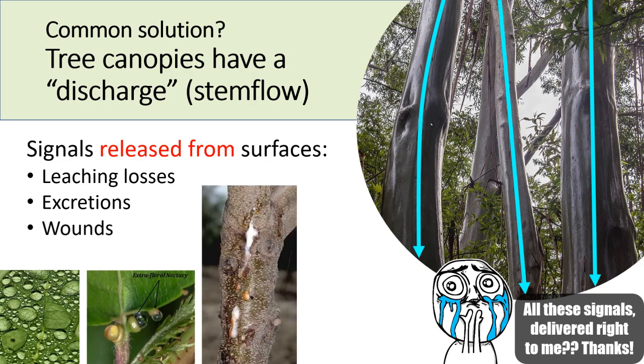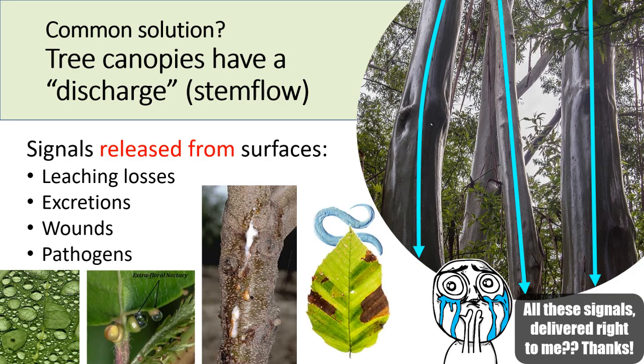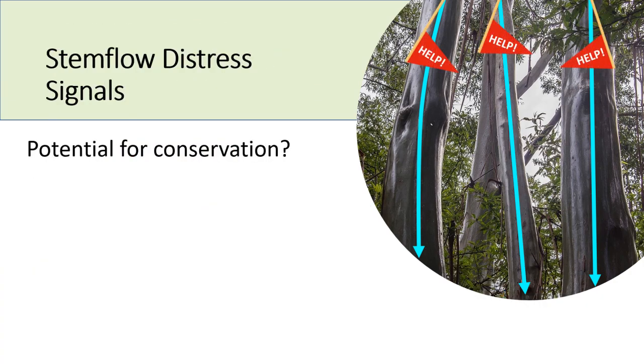When wounded, the canopy can release materials that may enter stemflow, like this image of a wound which is leaking alcohol flux. Pathogens may also be suspended within stemflow, suggesting an infection may be starting or be underway, even if visible signs have not yet appeared. Thus, some signals in stemflow may be distress signals from the canopy and potentially aid in tree conservation efforts.